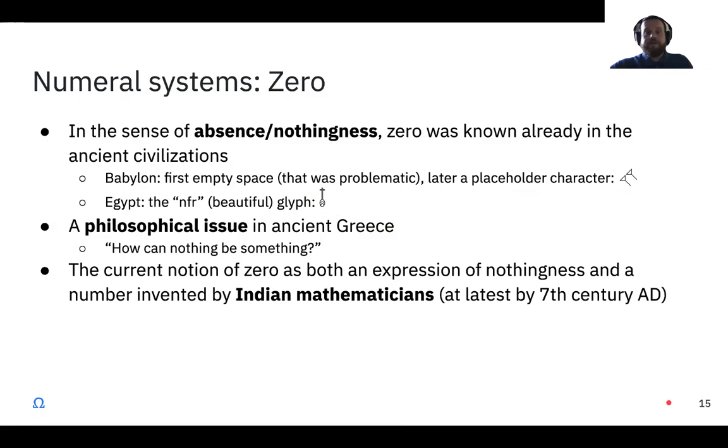In ancient Greece, zero was a philosophical issue. So the question was, how can nothing be something, basically? How can you have an object meaningfully representing zero other than absence or nothingness? And as we know very well today, zero is a very useful number in math. And the current notion of zero as both an expression of nothingness and a number was invented by Indian mathematicians at the latest by the 7th century of the Common Era. So quite a bit later than the appearance of the first numeral systems beyond tally marks.